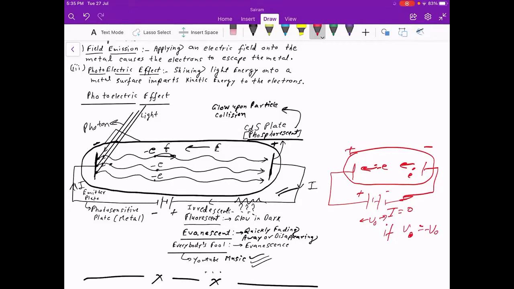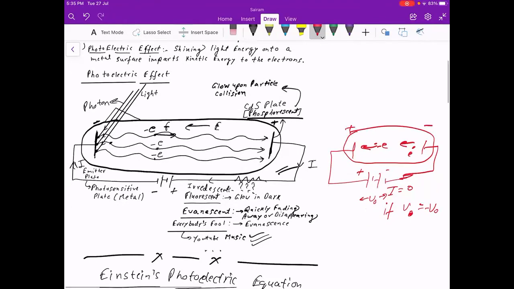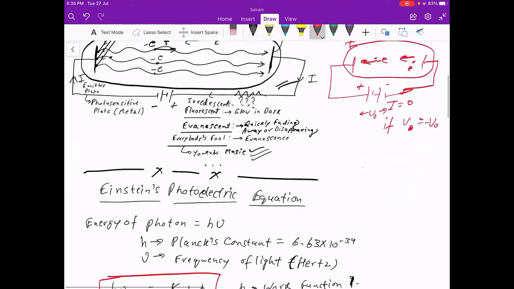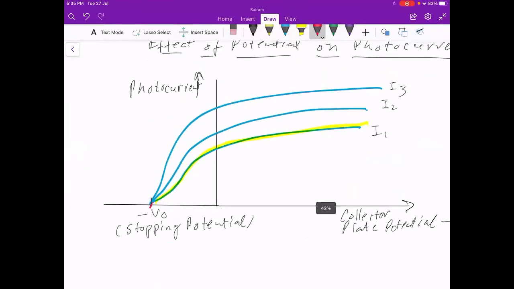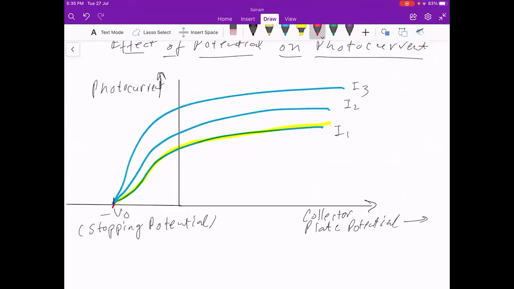So you can stop an electron from reaching the collector plate by applying an opposite polarity of potential difference. That way electrons which get out of the metal plate do not reach the other metal plate, and you don't have any photocurrent. That's exactly what's happening right here, which is the stopping potential part. Now you can see it's not a linear curve.